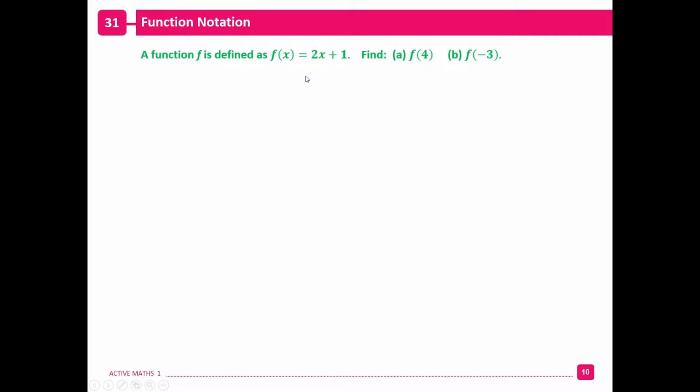So for this function, whatever our input is, and we have the input 4, we must multiply that by 2 and then add 1. So this is asking us to find out what the output is when the input is 4. So let's have a look. We change the x to the number 4. The input is 4. And we know that 2 times 4 is 8. And 8 plus 1 gives 9.